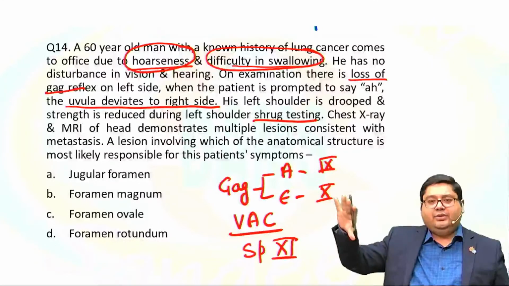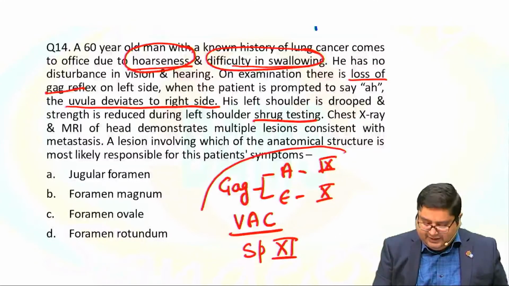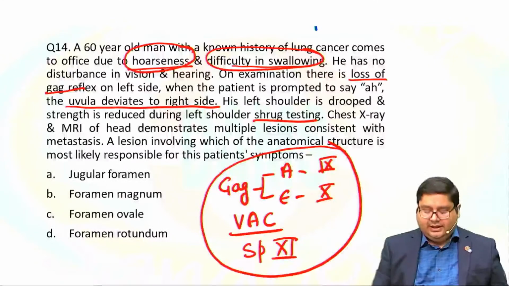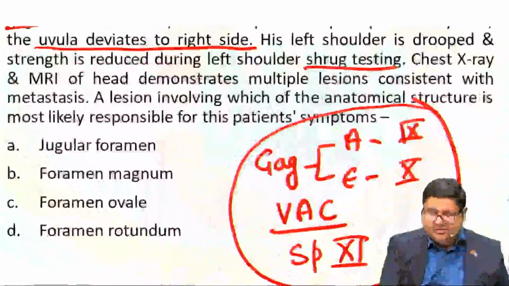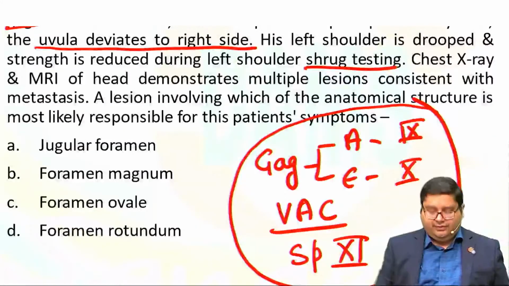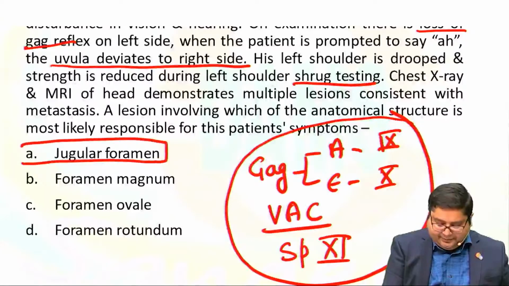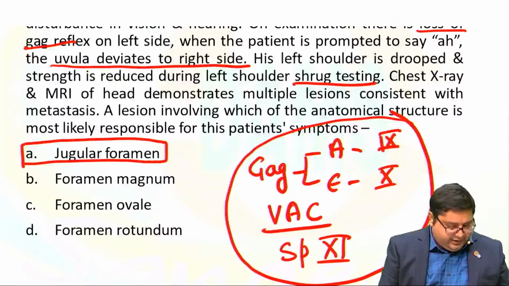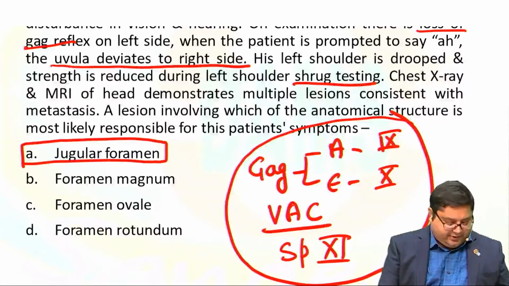Based on this clinical evaluation of the patient, if you summarize everything, it becomes 9th, 10th, and 11th nerve. Now the patient is a known case of lung carcinoma where metastasis must have involved. So we know 9th, 10th, and 11th nerve will be passing through the jugular foramen. That's why answer will be A. And very good to see that all of you have marked the correct answer. Very good.